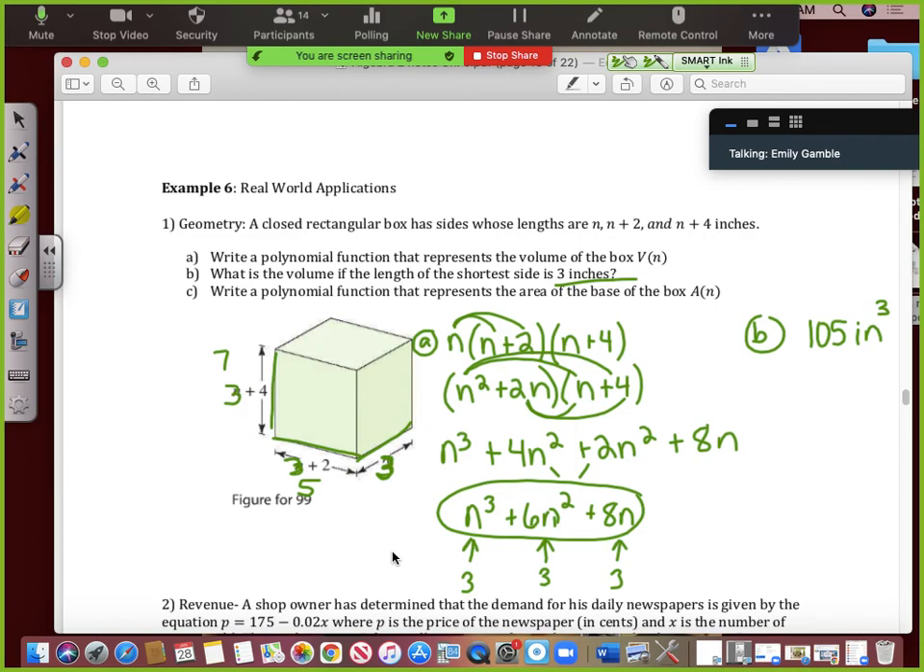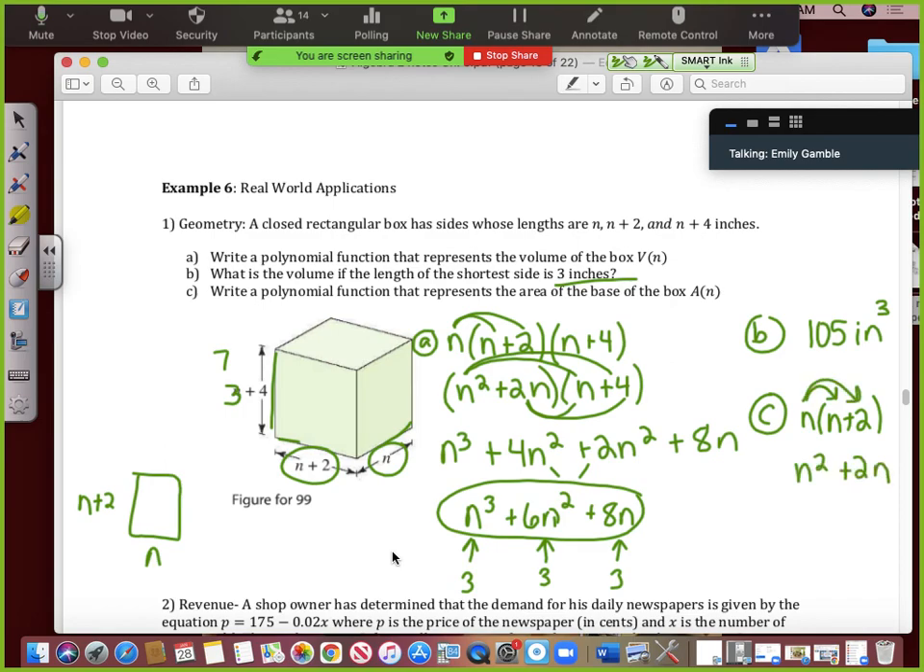Then the last thing, in letter C, it's asking us to find the polynomial function that represents the area of the base of the box. So the base of the box is the bottom. You'd have to understand what two parts you would need. You would need the n plus 2 and the n. In order to get the area of the base, you would just multiply n times n plus 2. Multiply that out by distributing the n. This would be n squared plus 2n, that's the final answer for the area of the base of the box.